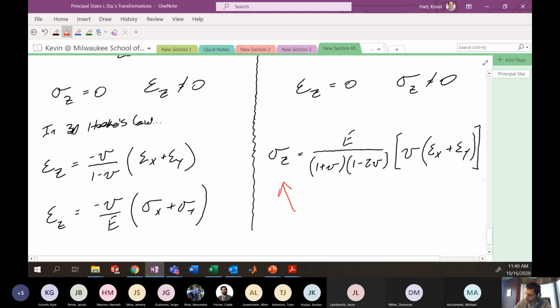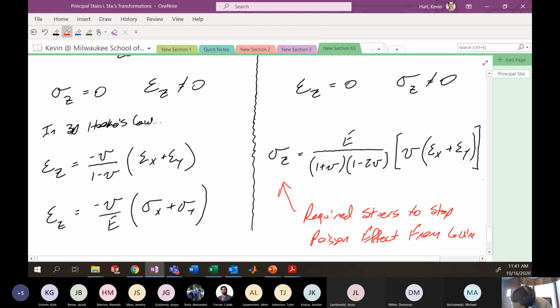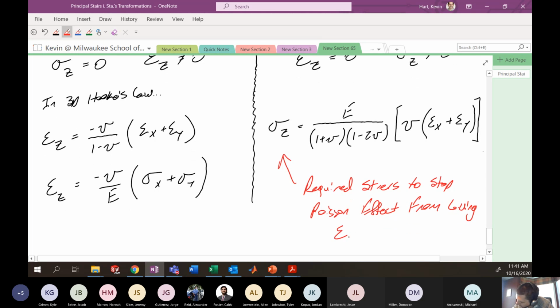So this is the stress that you must have to stop that Poisson effect from giving you strain in the Z direction. This is required stress to stop Poisson effect from giving any component of strain in the Z. That's how you want to think about that stress.